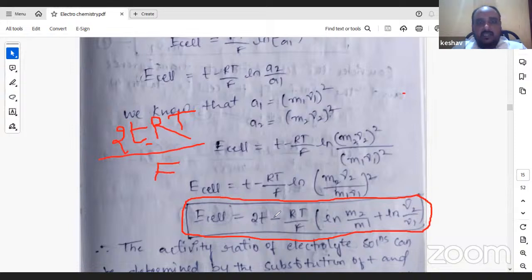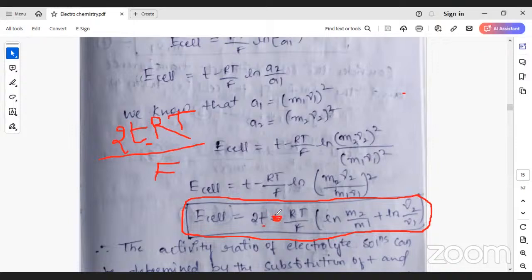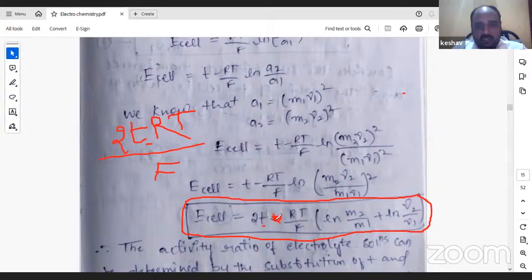This is the T minus only. Yes, sir. T minus is multiplied with RT by F. Here also T minus is multiplied with RT by F. Okay. Understand?